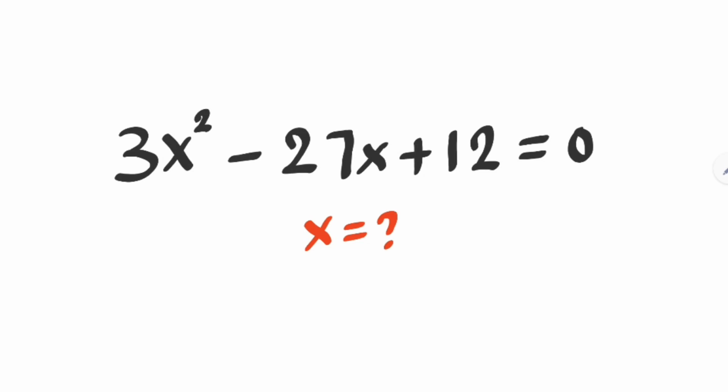Hello everyone, can you solve this very fast using the method of quadratic general formula? Today we want to find the value of s from this given nice math quadratic equation: 3s squared minus 27s plus 12 is equal to 0.